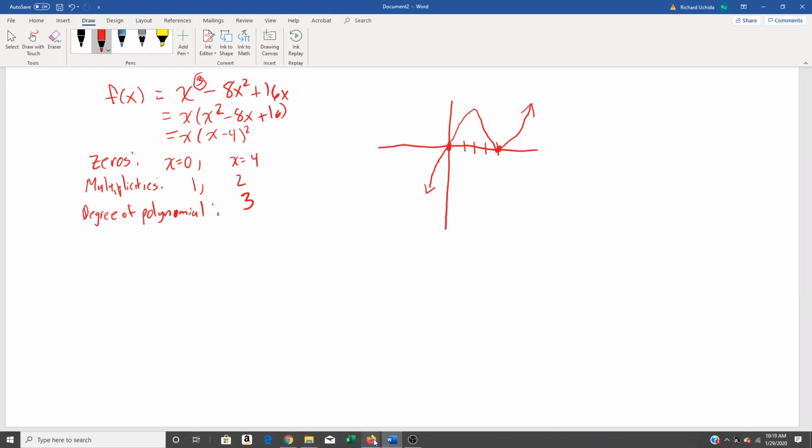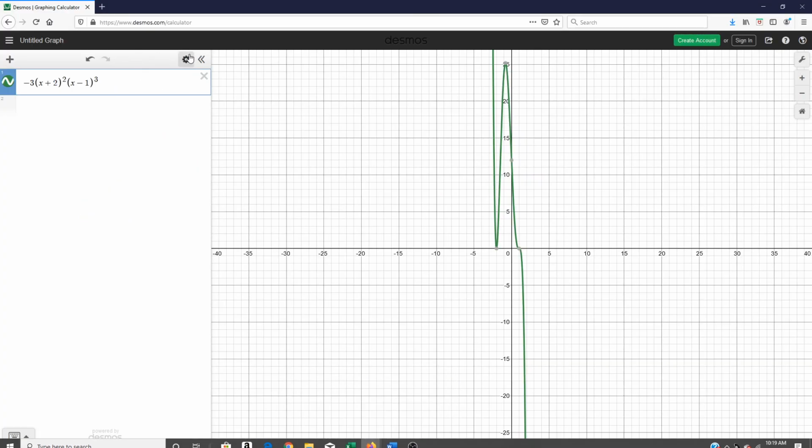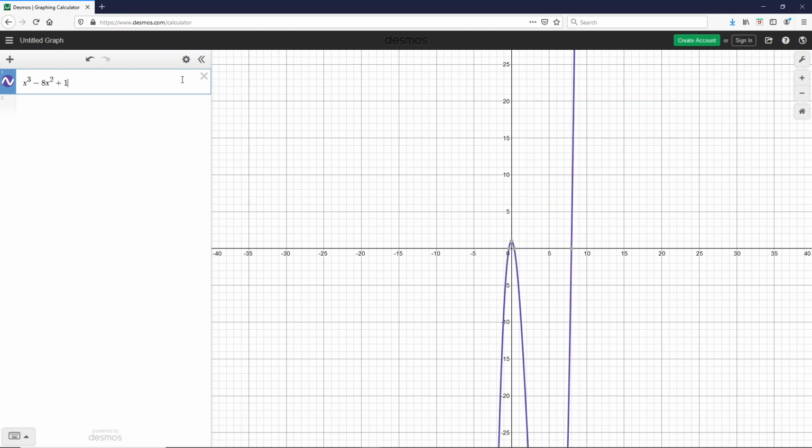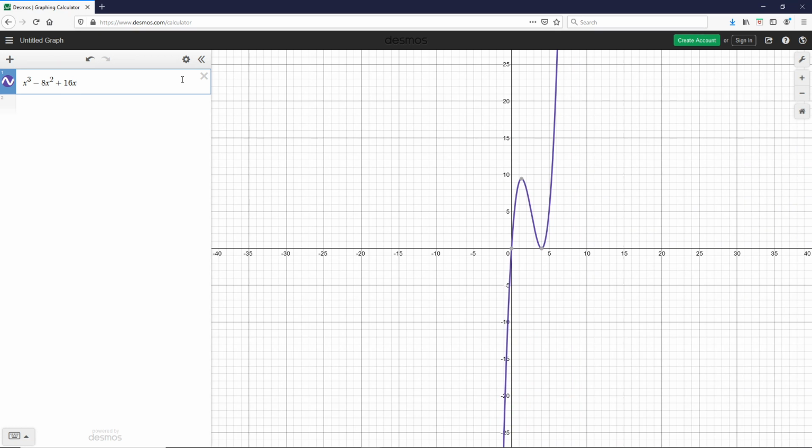And then again, checking that with the graphing tool. So x cubed minus 8x squared plus 16x. And yeah, that was a pretty good rough sketch of the function.